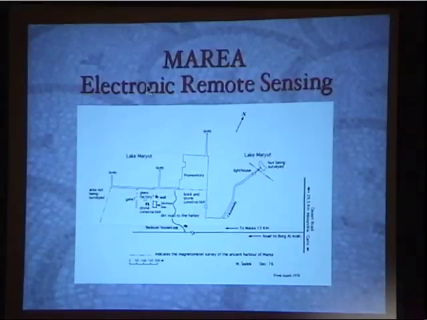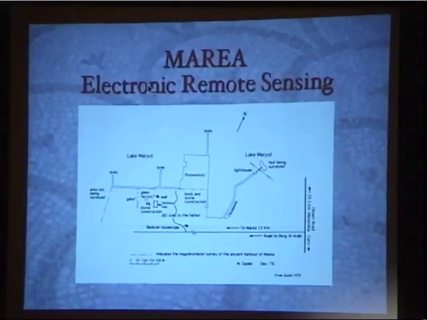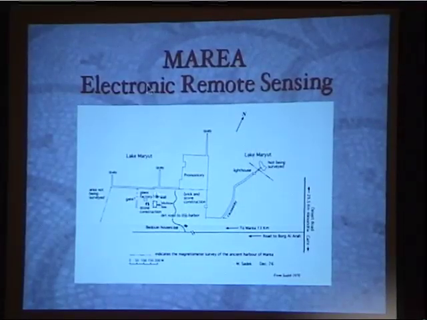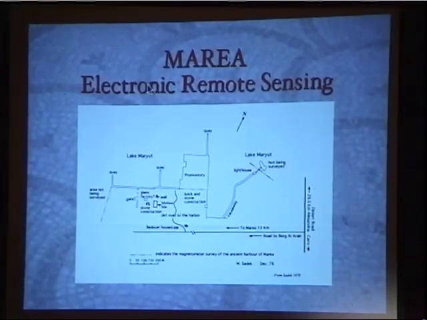That made a real good test because electronic remote sensing had surveilled the site and had found nothing, and so if we located something at a site that was not one that they had picked, then we had an even cleaner test.